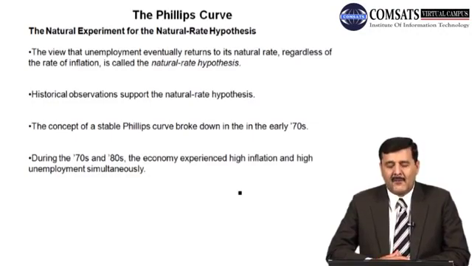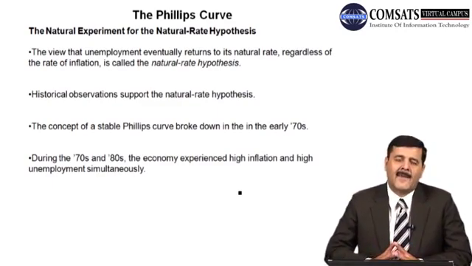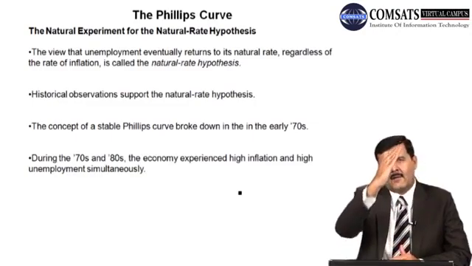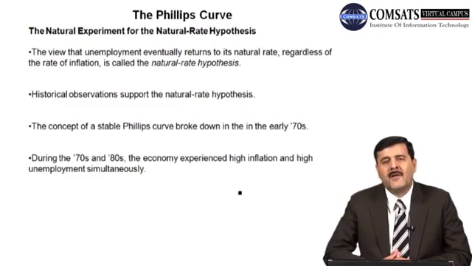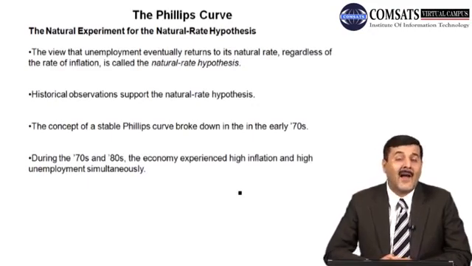The concept of the stable Phillips curve broke down in the 1970s, right? In the early 70s, the concept of the stable Phillips curve broke. We have talked about two types of Phillips curve: the short run, which is downward sloping, a negatively sloped curve, and we also talked about the long run Phillips curve, which is vertical. So this concept was broken in the early 70s, and during the 70s and 80s the economy experienced high inflation and high unemployment at the same time.